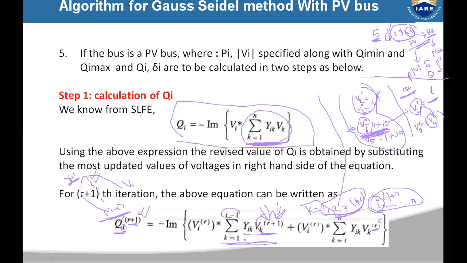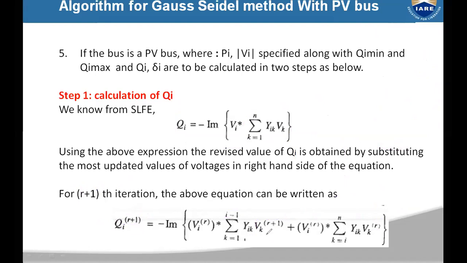So from k equal to 1 to i minus 1, you have to use the same iteration values, but from i to n you have to use the previous iteration values. That is what you have to observe here. Up to 1 to i minus 1, you have to substitute the voltage values in the same iteration. You are writing for r plus 1, so these voltages are also in the same iteration, but from i to n it is the previous iteration, the rth iteration values. Okay, this is what I want to say.